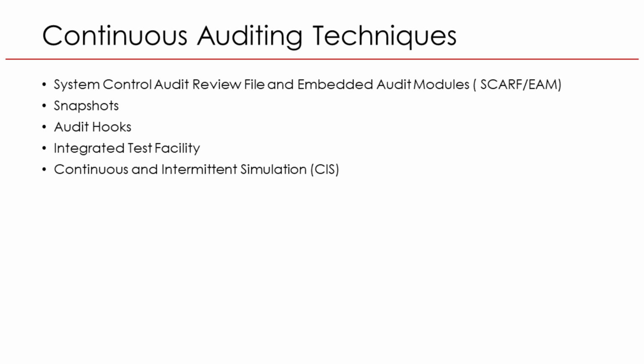3. Audit hooks. Audit hooks are program triggers that alert auditors instantly when specific conditions occur, such as suspicious or unauthorized activities. Example: in a payroll system, an audit hook sends an alert to the auditor when a terminated employee is added back to the payroll database.